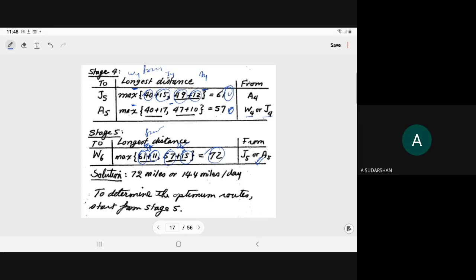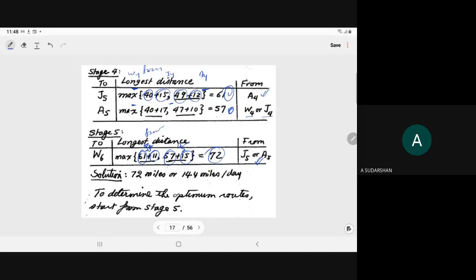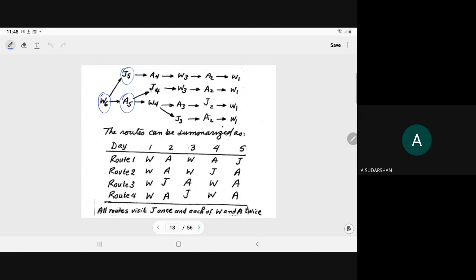For W6, the optimal location is J5 and A5. For J5, optimal is only A4, but for A5, optimal is J4 or W4.